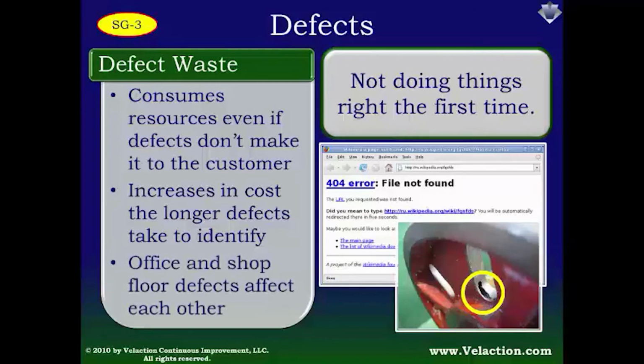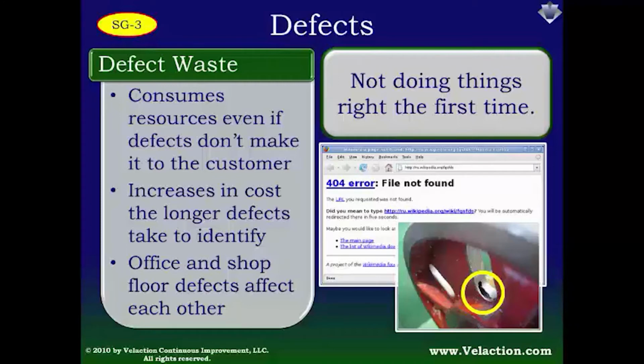Before we move on, I'd like to talk about the relationship between office and shop floor defects. The two are tightly connected. Faulty products make office work harder. Schedulers have to adjust ship dates. Order entry folks have to contact customers about delays or field complaints. And the materials team has to order replacement parts.